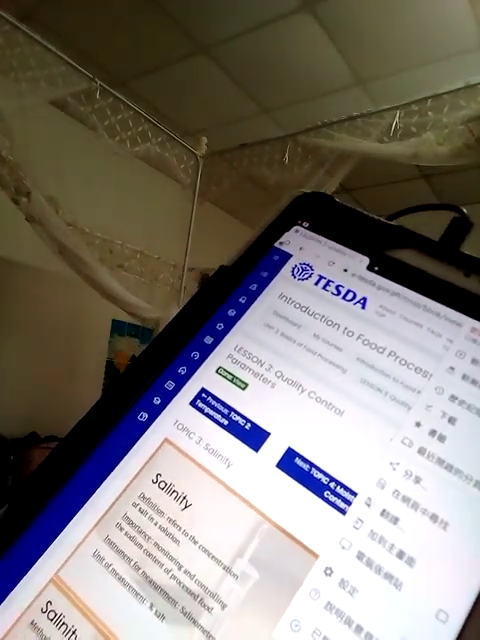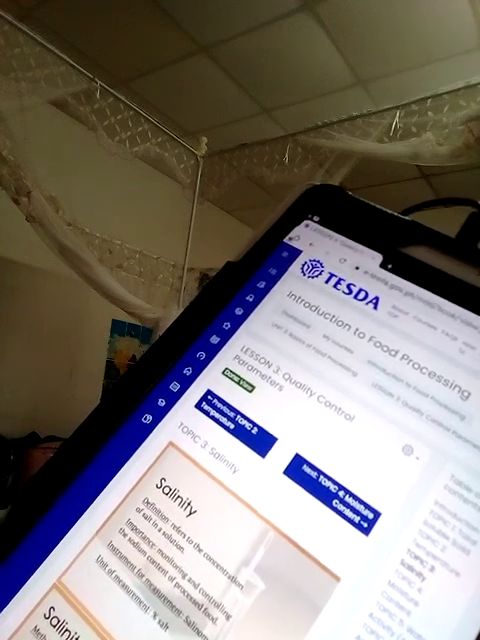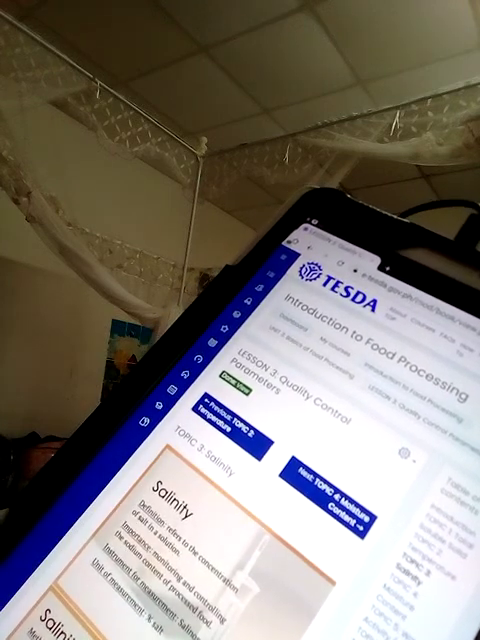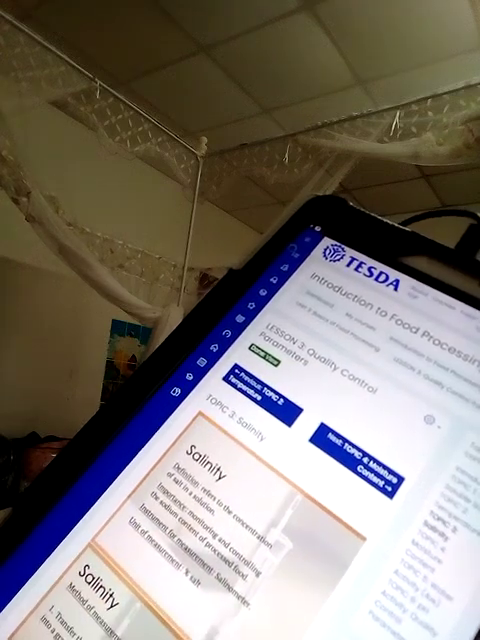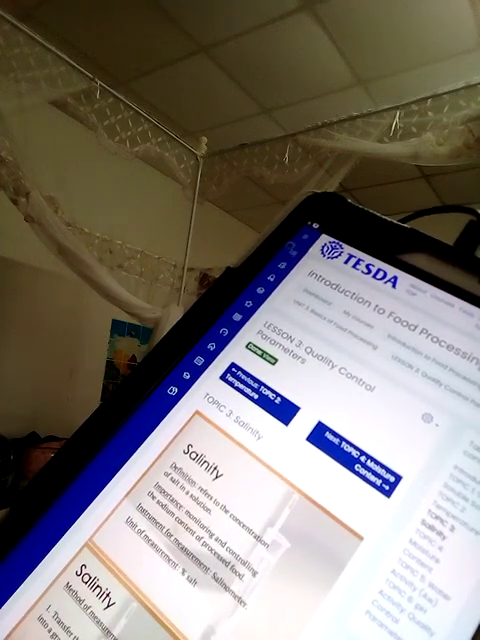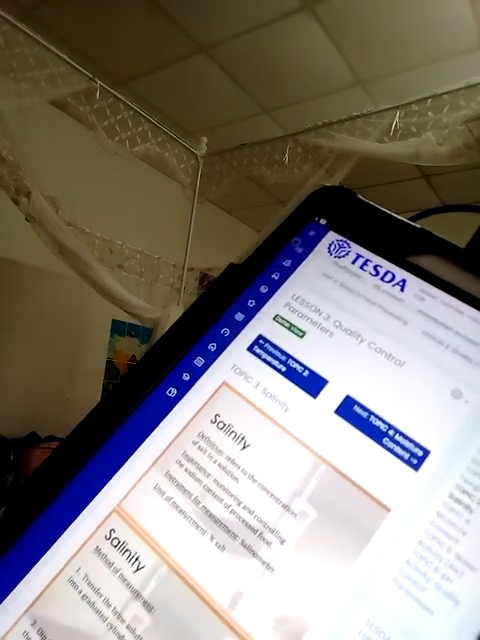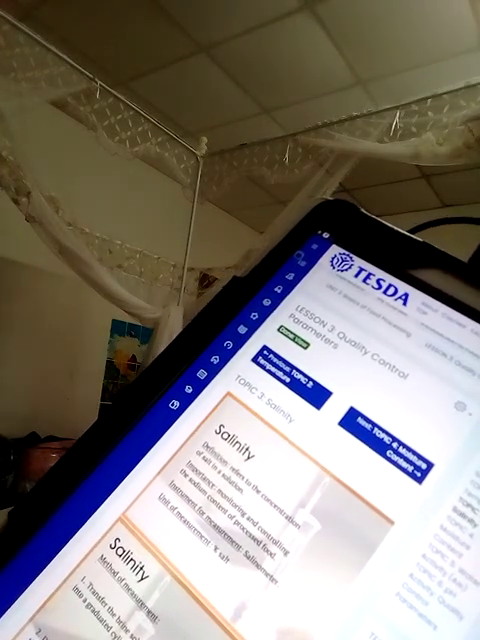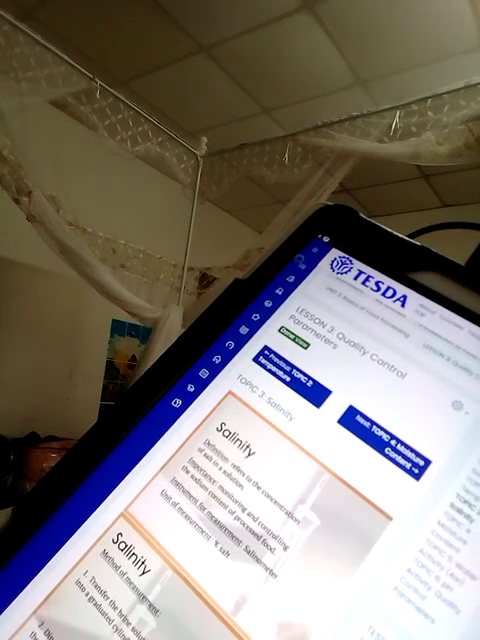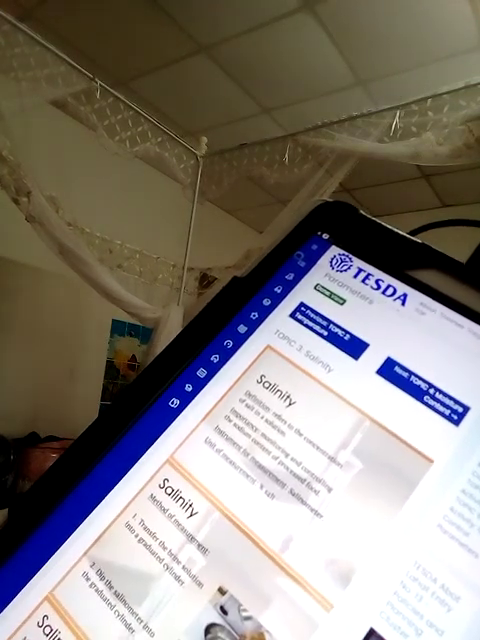Salinity. Definition: refers to the concentration of salt in the solution. Importance: monitoring and controlling the sodium content of processed food. Instrument for measurement: salinometer. Unit of measurement is percentage of salt.